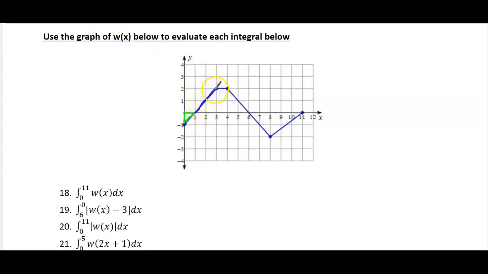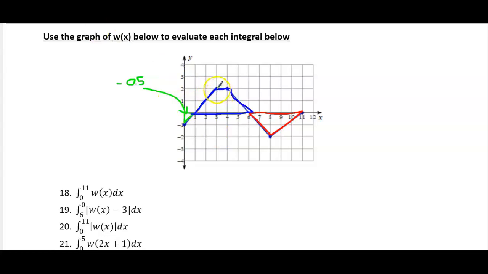We have a trapezoid here. And we've got a triangle here. So what I want to do is find the area of each one of these little pieces before I begin. All right, so this little triangle, base times height divided by 2, is going to be 0.5. But notice it's below the x-axis, so we have to remember to make that a negative.